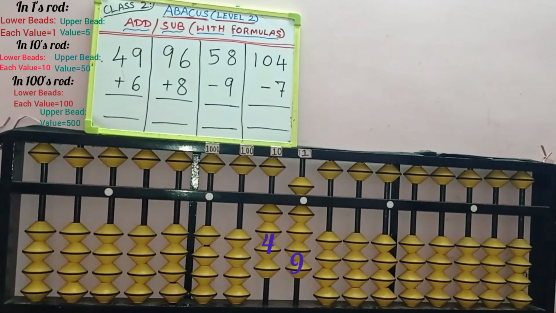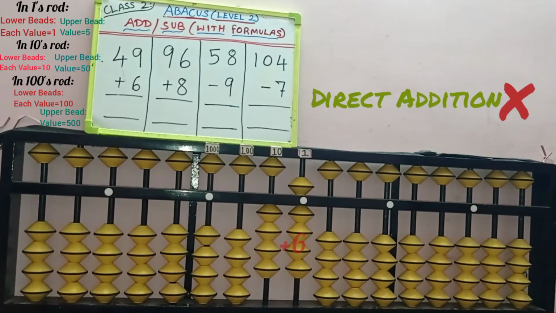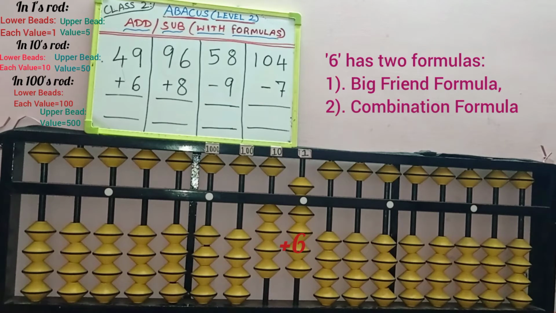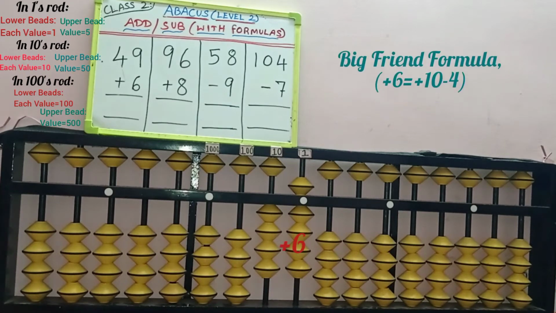Next, second row plus 6. It means we need to add 6 beads in 1 star because 6 is in 1's place, okay? Now see here, in 1 star, no beads are available to add. So we cannot add 6 directly here, right? Now 6 has 2 formulas. One is big friend, second one is combination, right? So first we have to check big friend.